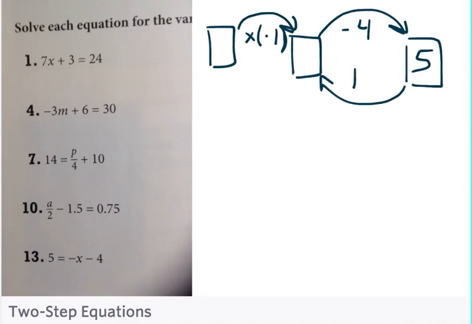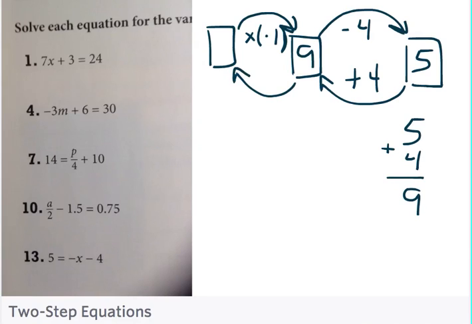The opposite of subtracting 4 is to add 4. 5 plus 4 is 9. That goes in the middle box, working backwards. And then we're going to divide by -1.